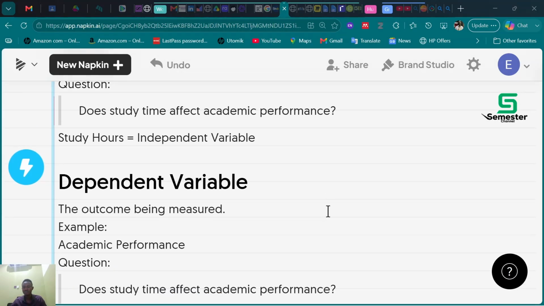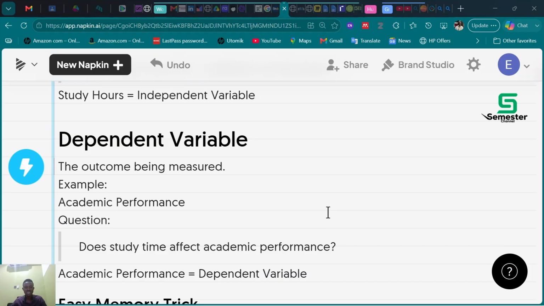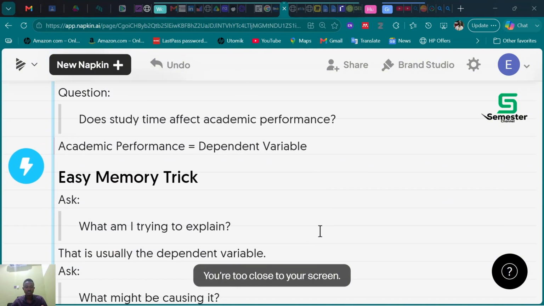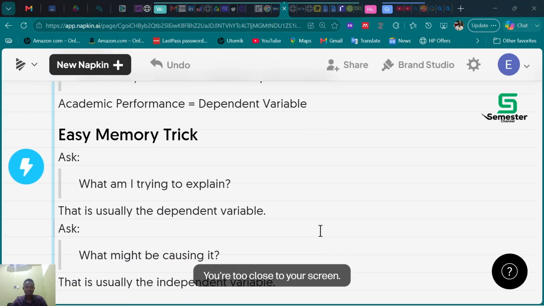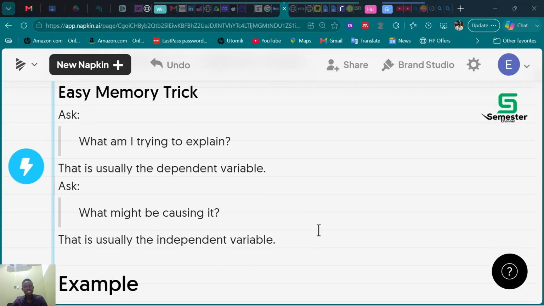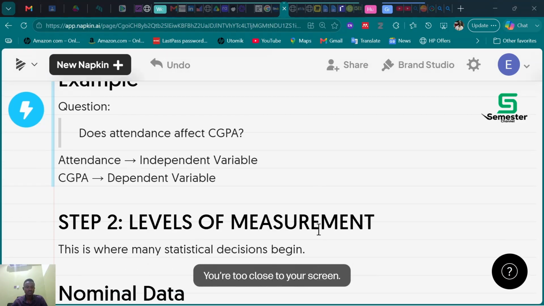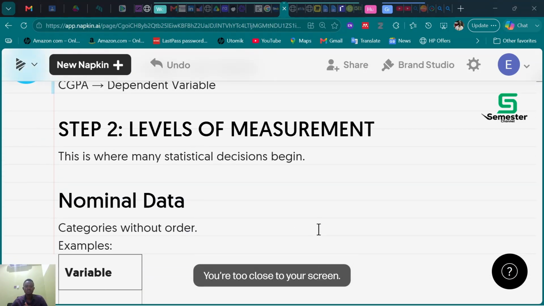And now dependent variable I've explained already. So now academic performance becomes your dependent variable, or the results of the course. Okay, so your outcome. So the same example, now academic performance is your dependent variable. Now, this is something simple to let you remember. So when you ask, what am I trying to explain? It means that that is the dependent variable. We are trying to explain an outcome. Now, what might be causing this outcome? That is the independent variable. So this is an example for you to look at. Okay, so we look at some levels of measurement.